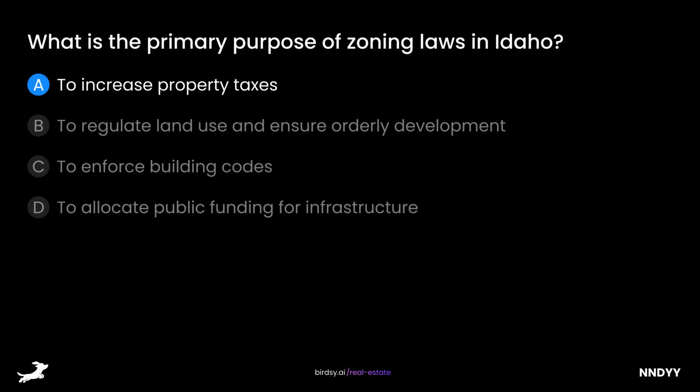Is it A, to increase property taxes, B, to regulate land use and ensure orderly development, C, to enforce building codes, or D, to allocate public funding for infrastructure? The answer is B. To regulate land use and ensure orderly development.